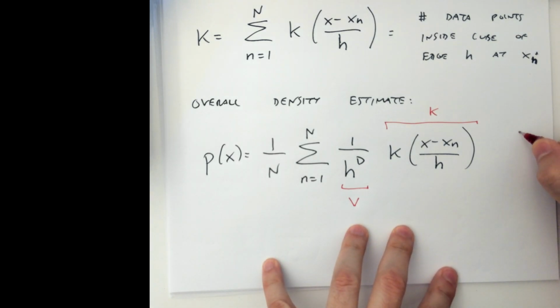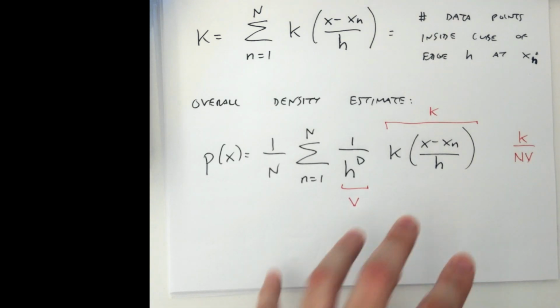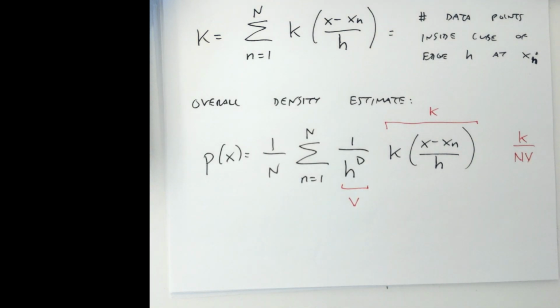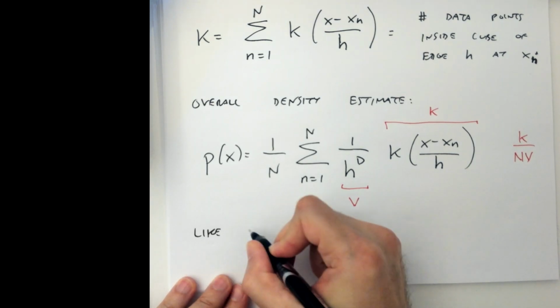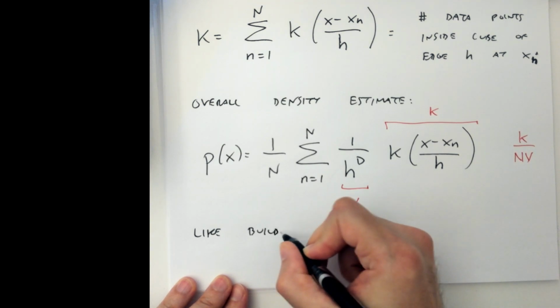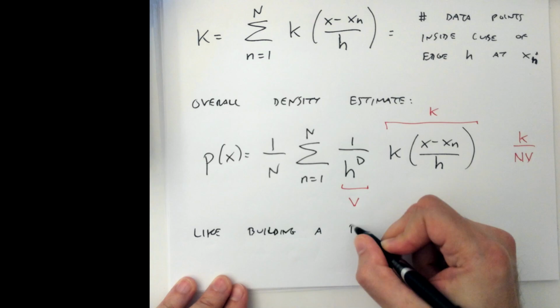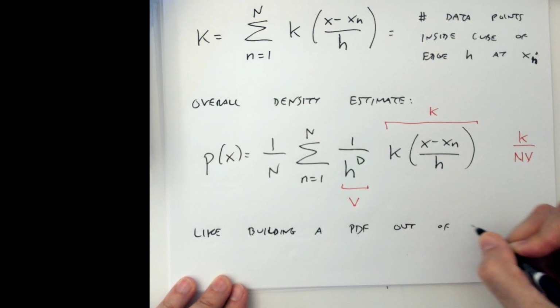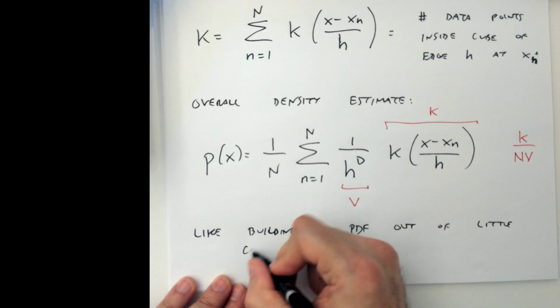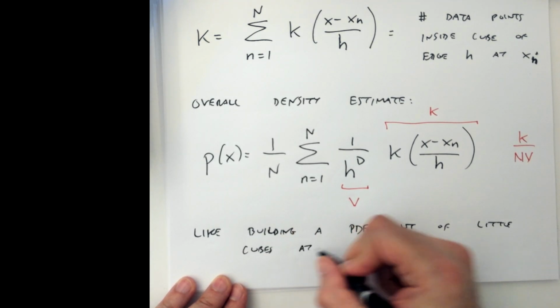And so this is nothing more than the same k over nV I had from my bigger picture. I'm fixing V by saying I want regions that are this big, and then I'm asking you to tell me what k is for your data, right? And so this is basically like building a PDF out of little cubes at each data point.